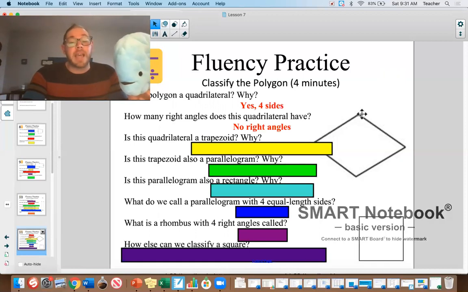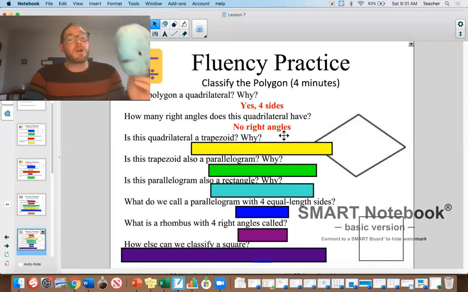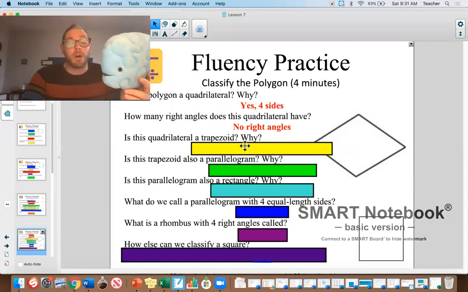You're right, these angles at the top and the bottom are too big to be right angles, and these ones on the side are too small to be right angles. So Brain, my next question, is this quadrilateral a trapezoid, and why? Grade 3s, make sure you're saying your answer out loud at home and saying why. I'll give everybody a second to do that.